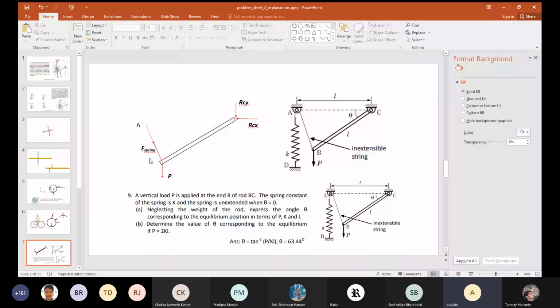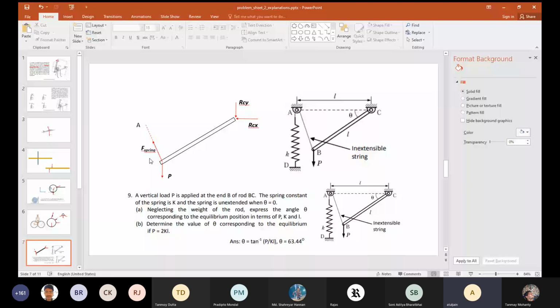Sir, I have done it using the concept that F spring and P are passing through point B, so the third force, that is the reaction at C, should also pass through the same point so that they are concurrent. Then I used the sine law to determine it. That is fine.